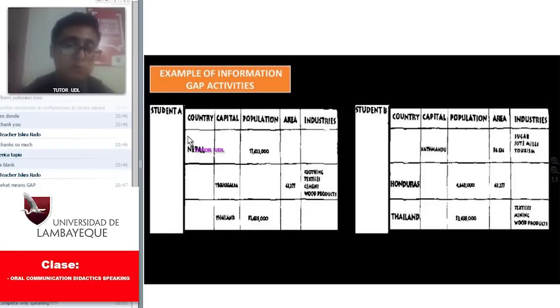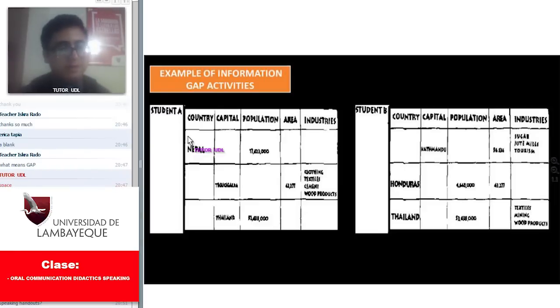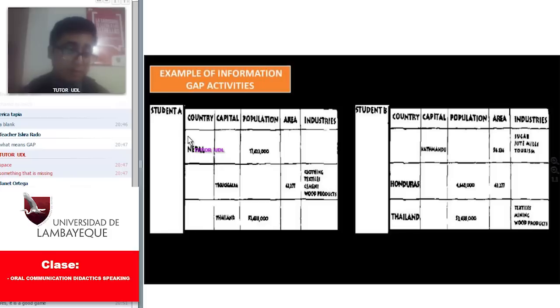Gap activities can be used most of the time in the listening and speaking part. Yeah, I think it's the best way. Yeah, and it's a good game, definitely.